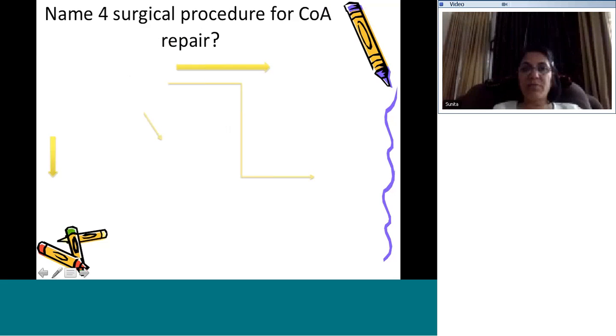Surgical procedures for coarct repair. So name a few surgical procedures. Any that you've heard? Is everyone a first year fellow? So resection and end-to-end anastomosis, okay. Any others? So subclavian flap plasty. Yes, any more?